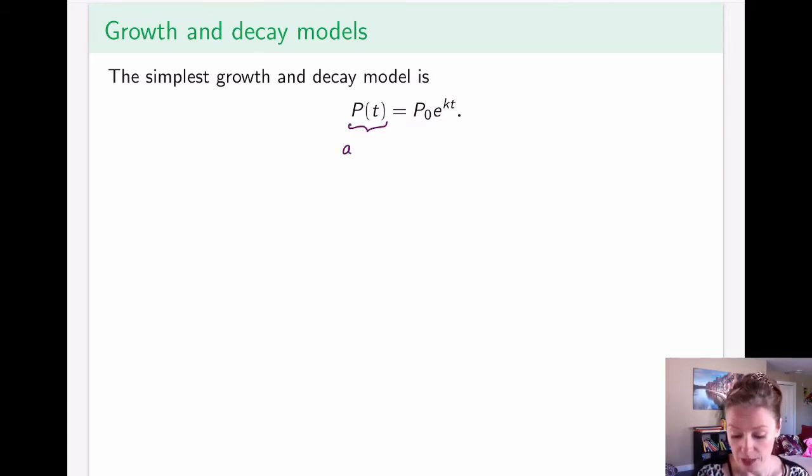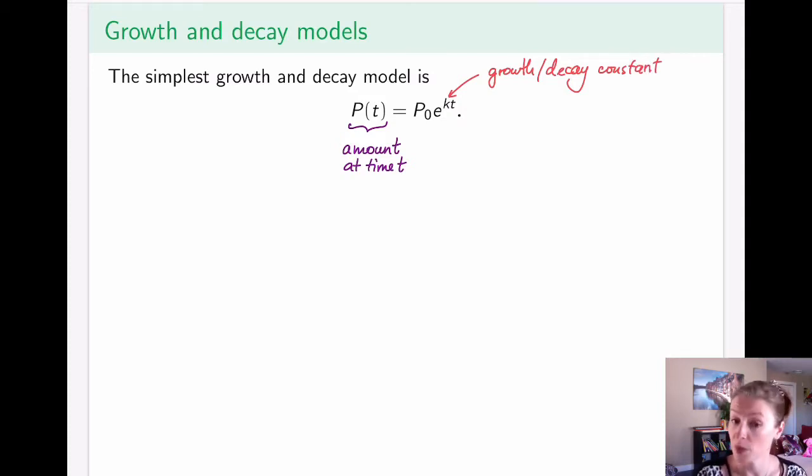On the left-hand side, we have the amount or number of things at time t, whereas on the right-hand side, this k stands for the growth or decay constant, depending on the scenario that you are describing. If it is a growth constant, it will be positive. If it's a decay constant, it will be negative. T is, of course, time, and then this P naught is the initial amount.